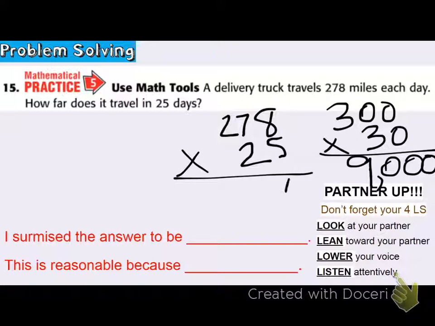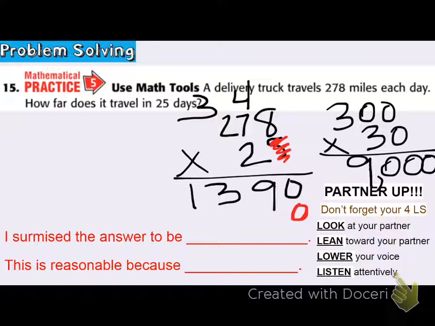8 times 5, that ones place is 40. Bring up my 4. And 7 times 5 is 35, plus 4 is 39. Bring up the 3. 2 times 5 is 10, plus 3 is 13. 1,390 is the ones place. I can go ahead and cross off the 5. Add my 0 because I'm now multiplying by 20, or the 2.